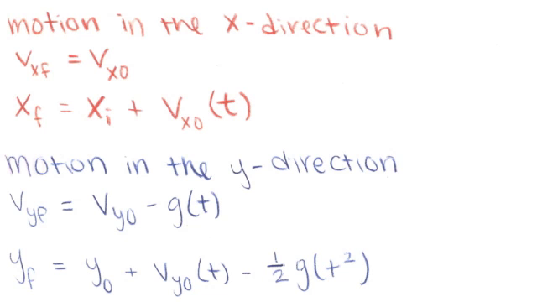The equation for the velocity in the y direction is vy final equals vy initial minus g times time, and the equation for the position of the projectile in the y direction is y final equals y initial plus vy initial times time minus 1/2 gt squared.